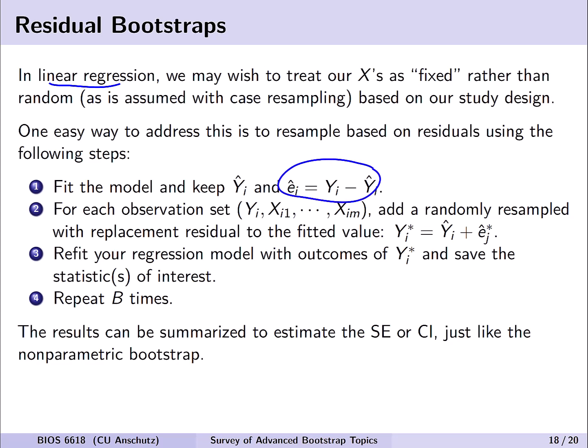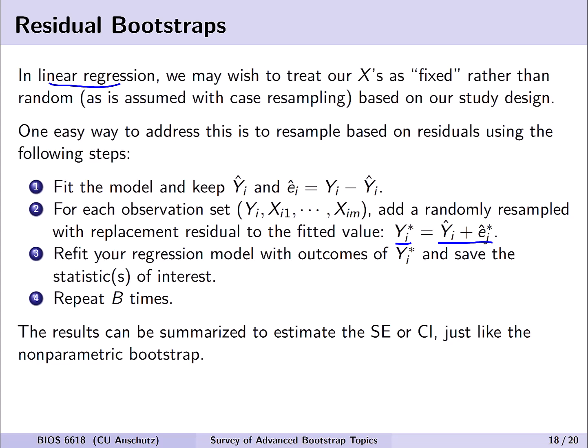Then for each observation, set y sub i with all possible predictors that someone may have, x sub 1 up to x sub m. We'll then add a randomly resampled with replacement residual to the fitted value. So here it's a little funky in notation, but essentially we're getting a new outcome value to use based on adding the predicted value for a person plus some randomly sampled residual from the data set.